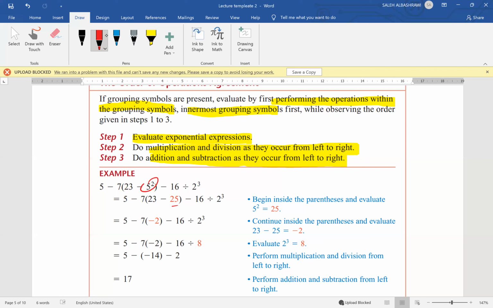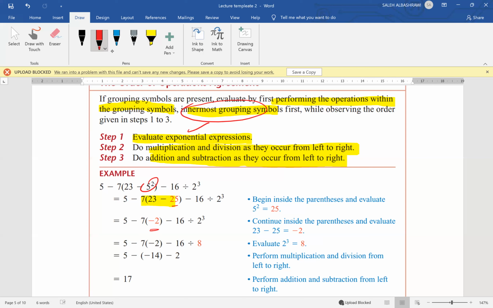So the first step is evaluating the exponents, or let's say, what is the innermost, the parentheses. So start with the parentheses and try to simplify what is inside first. That will be 5 to the power 2 equal to 25. Now we still have these parentheses, 23 minus 25. So I have to deal with this one first. 23 minus 25 will give me minus 2.